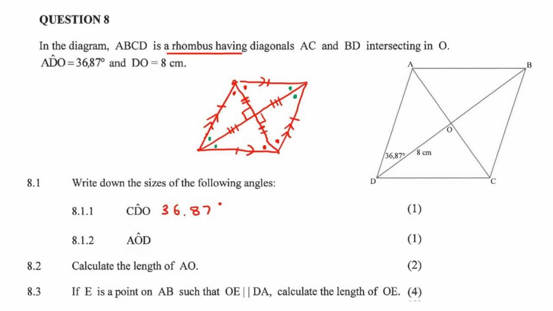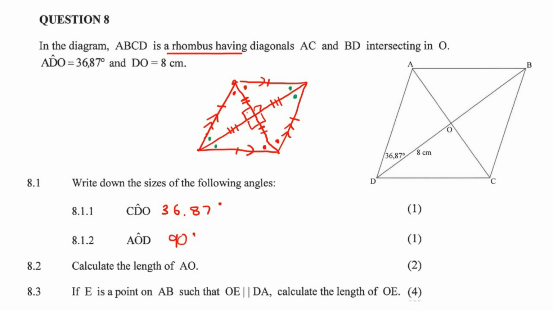Angle AOD. Well, we just showed you here that the angles of a rhombus are all 90 degrees at the center. See, if you know your properties, these questions are very easy. But if you don't, life could be better right now.